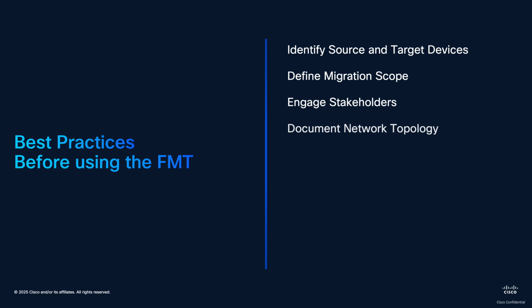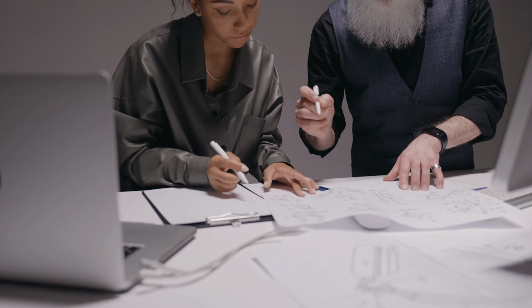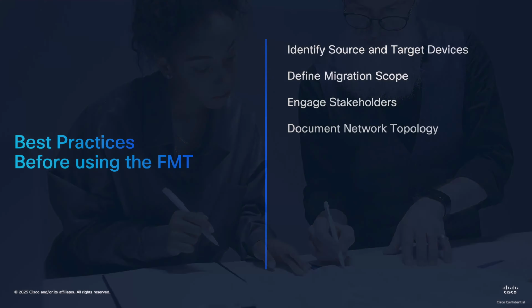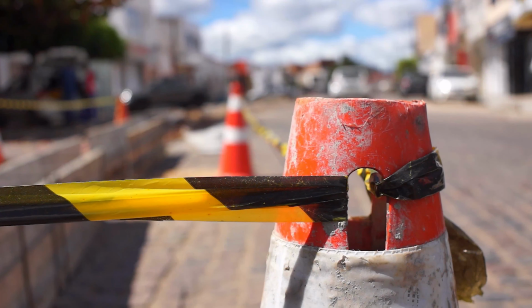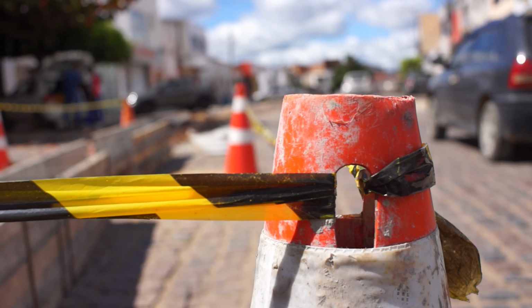Document network topology. Map out your current network architecture. This will help you understand dependencies and plan effectively. Confirm maintenance window. Lock in a tentative or fixed maintenance window to minimize disruption.